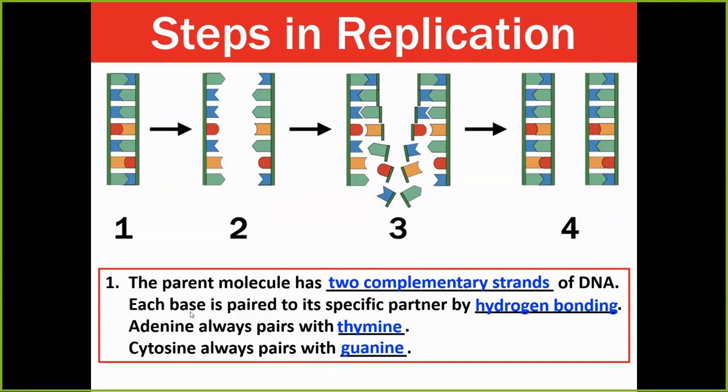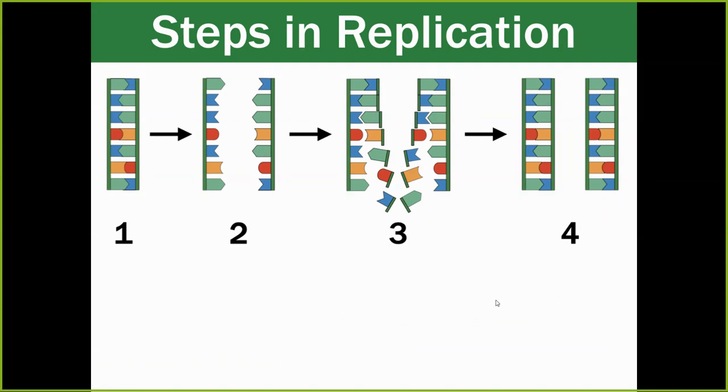Again, it's like peanut butter and jelly. Peanut butter and jelly always go together. Adenine always goes with thymine. Cytosine always goes with guanine. All right, so that's step one. You start with your parent molecule, the starting strand, held together by hydrogen bonds with the complementary base pairing. Step two.